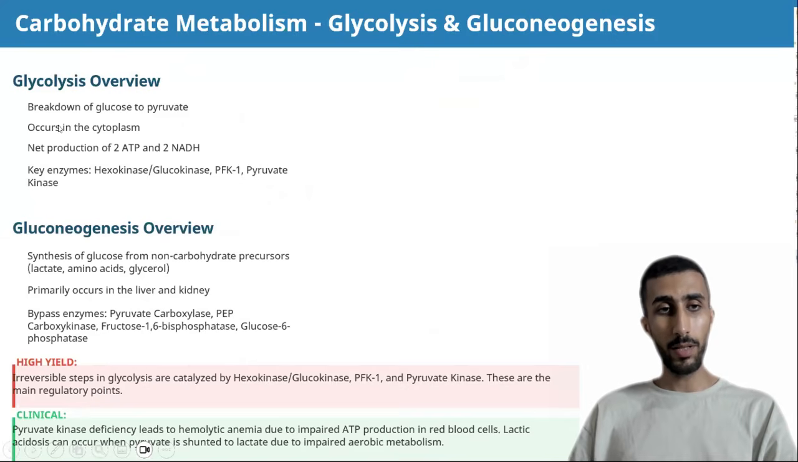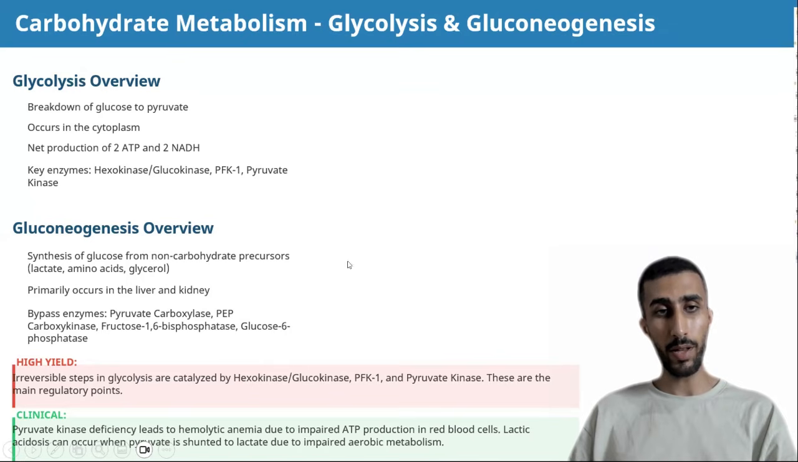Glycolysis means breakdown of glucose into pyruvate, and this is going to either go into lactic acid by lactate dehydrogenase, or be converted into acetyl-CoA, and under aerobic conditions it goes into the tricarboxylic acid cycle. Glycolysis occurs in the cytoplasm. It produces 2 ATP and 2 NADH. Remember the 3 irreversible enzymes: hexokinase, which is in all tissues, while glucokinase is in the liver, phosphofructokinase 1, and pyruvate kinase.